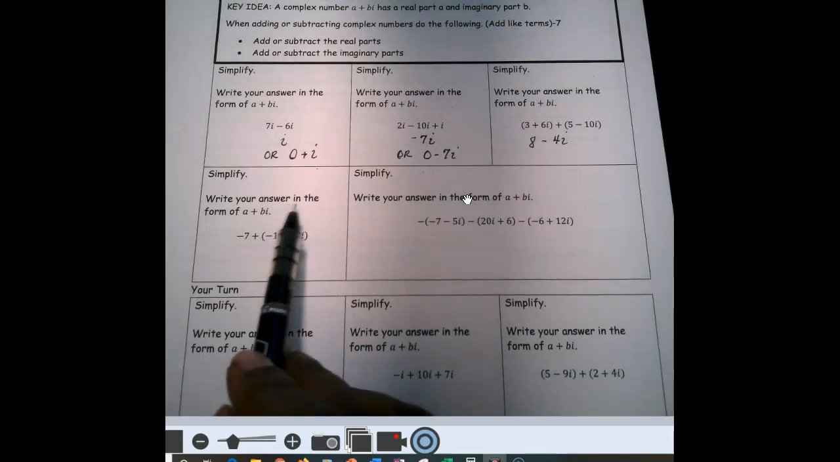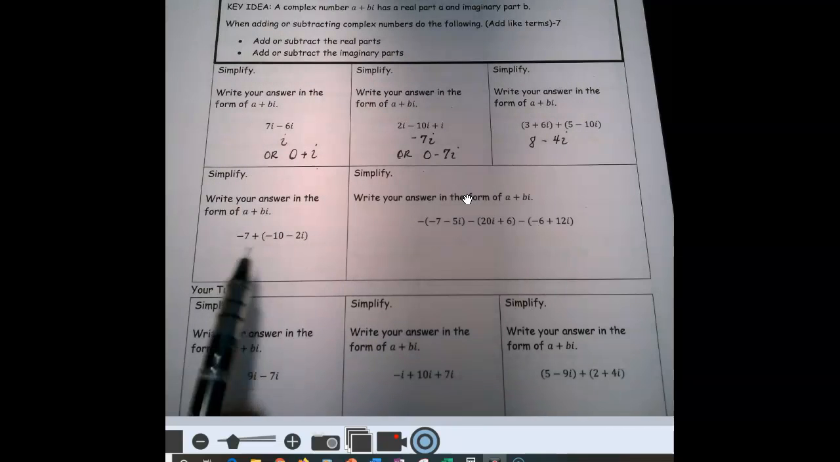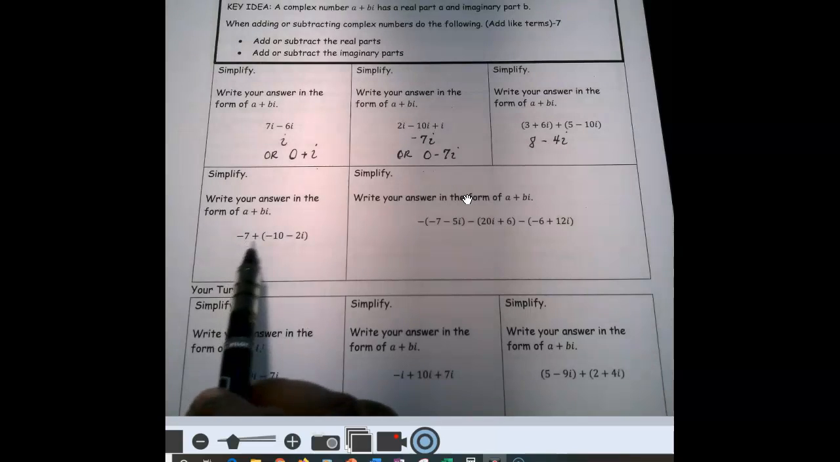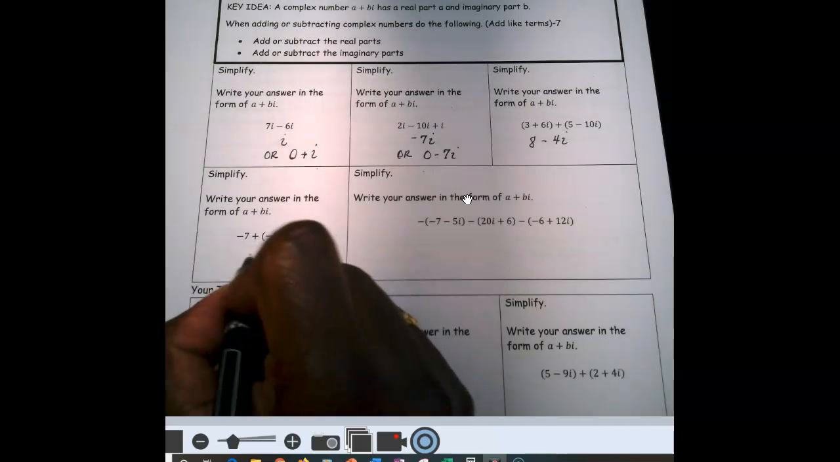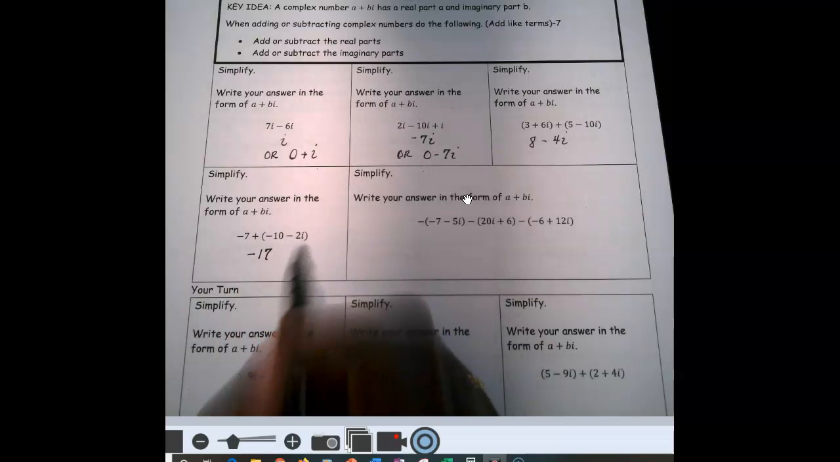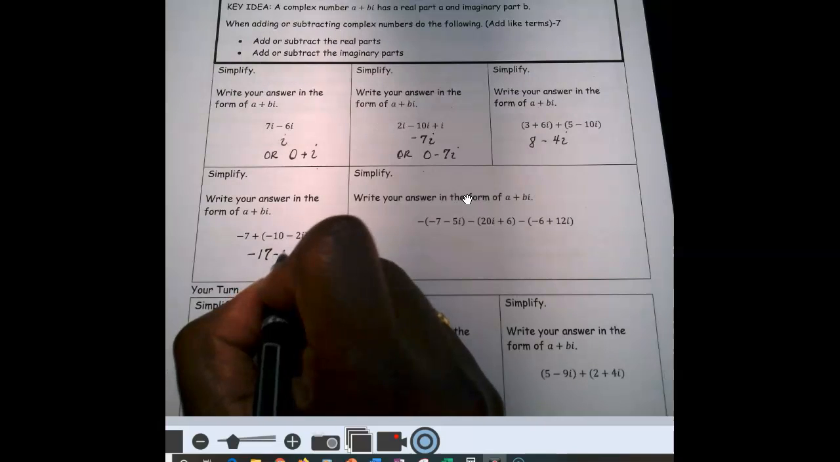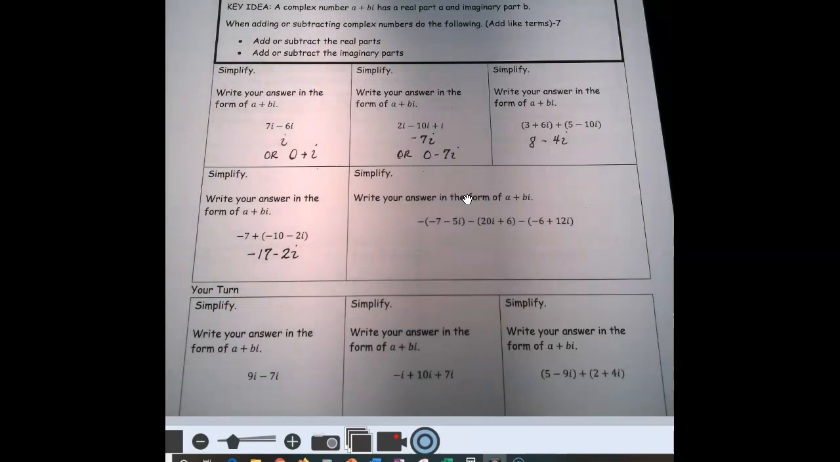Next, we have write your answer in the form of a plus bi. We're simplifying. So this time our like terms are simply numbers. So we've got negative 7 plus negative 10. That gives us negative 17. And there's nothing else that we can combine with this negative 2i. So we're just going to write negative 17 minus 2i.